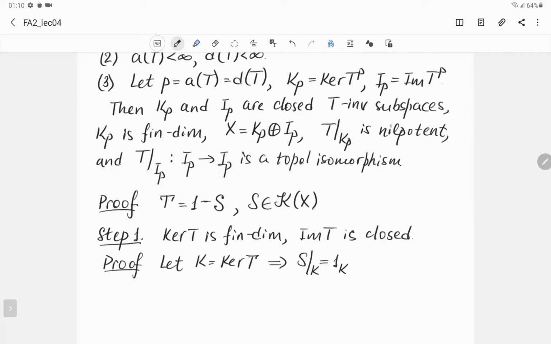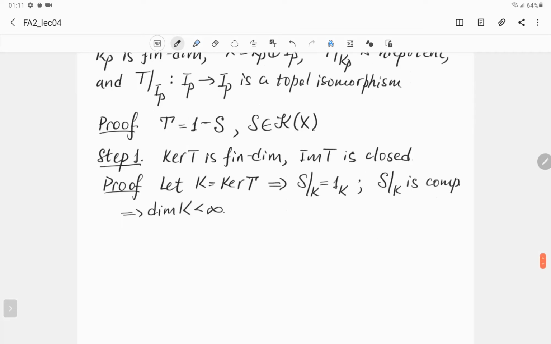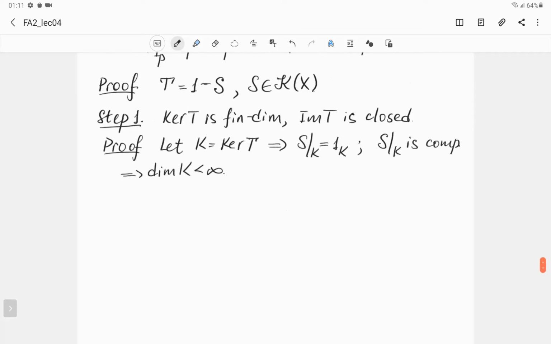But since S is compact, the restriction of S to K is also compact. But we know that the identity operator on a Banach space is compact if and only if the space is finite dimensional. So the kernel of T is finite dimensional. Okay, now we have to show that the image of T is closed.